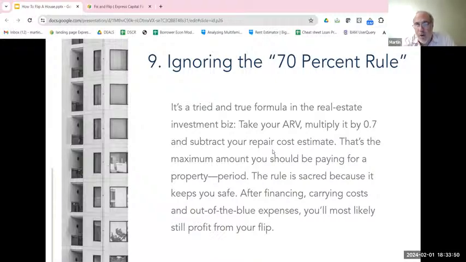So let's say your ARV is 500,000, multiply it by 70%. Let's take that 350 minus, let's just say it's 300,000 rehab. Your max allowed offer should be no more than 300,000. You should be starting out at 250, 260, whatever it may be, but you should not be exceeding that number I said, $300,000. So for simplicity, multiply your ARV by 70%, deduct your rehab, and that should be your maximum allowed offer.